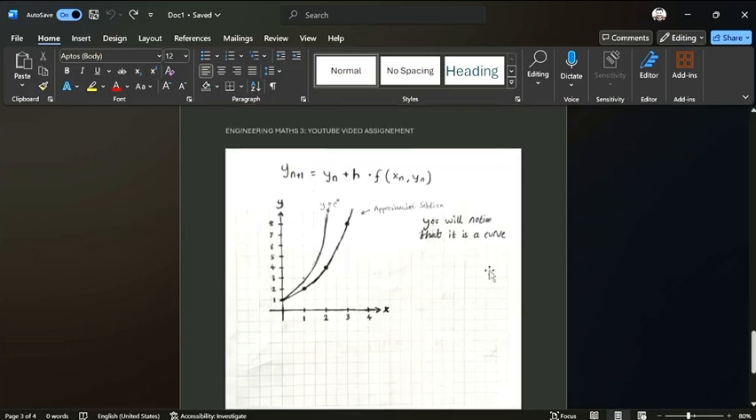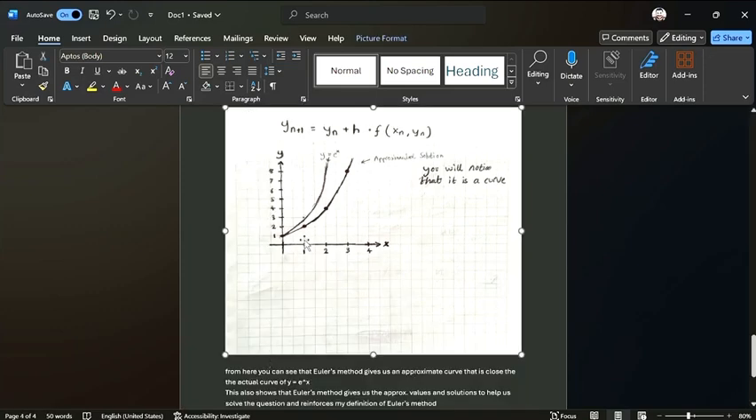Now we can go ahead and plot our graph. From here you can actually see that Euler's method gives us an approximate curve that is close to the actual curve of y is equal to e to the power of x, and this also shows that Euler's method gives us the approximate values and solutions to help us solve the questions and reinforces my definition of Euler's method.